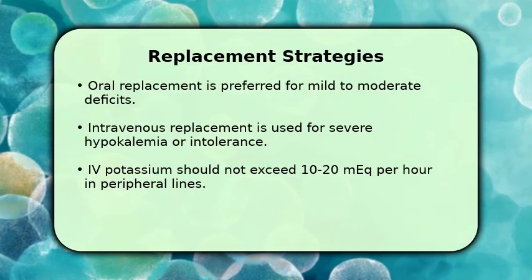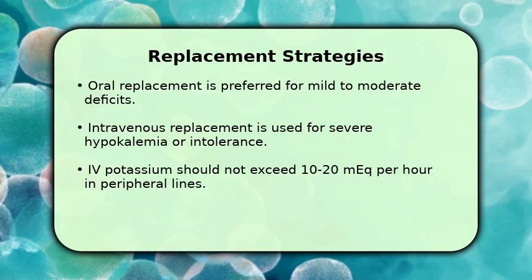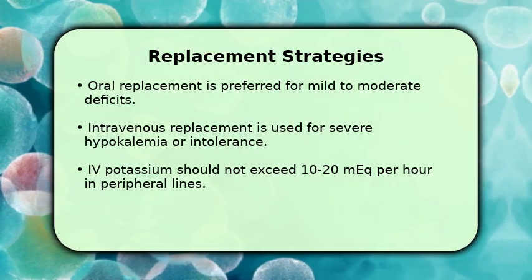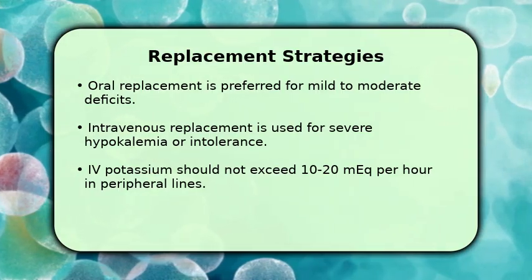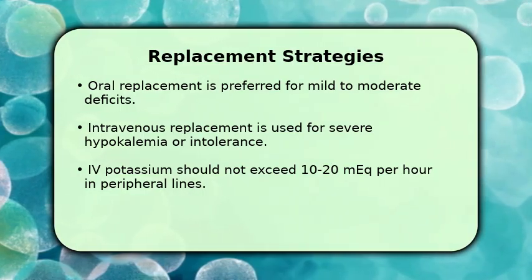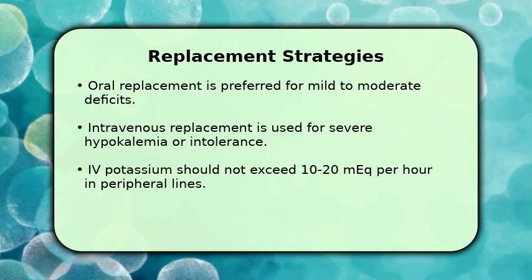Once the deficit is calculated, we need to consider replacement strategies. For mild to moderate deficits, oral potassium supplementation is generally preferred due to its safety and ease of administration. However, for severe hypokalemia, or if the patient cannot tolerate oral intake, intravenous replacement becomes necessary.